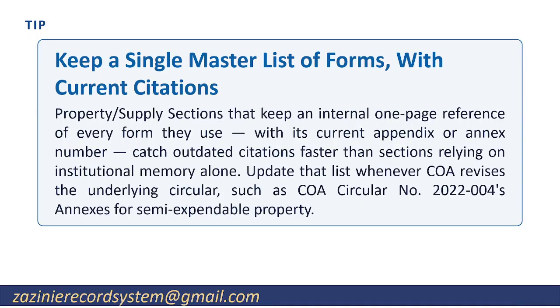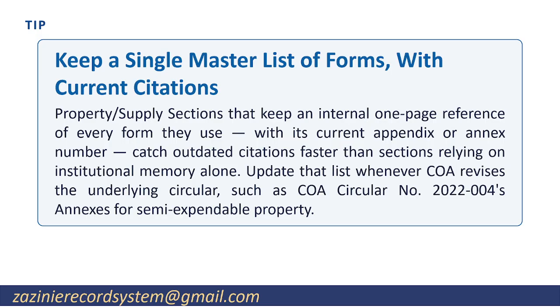Tip: keep a single master list of forms, with current citations. Property or supply sections that keep an internal one-page reference of every form they use, with its current appendix or annex number, catch outdated citations faster than sections relying on institutional memory alone. Update that list whenever Commission on Audit revises the underlying circular, such as Commission on Audit Circular Number 2022-04's annexes for semi-expendable property.